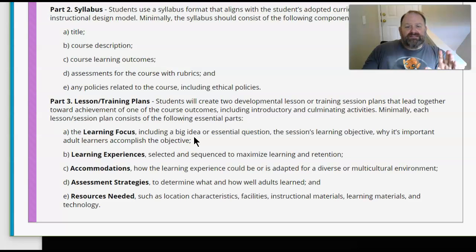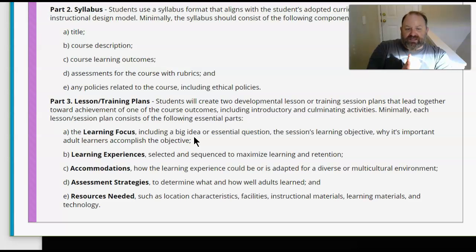Now, lesson plans are going to be what an actual session would look like. Now, you only need to do 2 of these. So you want to basically look at what is the focus of the learning, what experiences the students will have, what accommodations will you have for students who may have developmental needs or other needs, like what if a student can't see well, or what if they can't hear well? What are you going to do in that situation? Assessment strategies, and then the resources that you would need for that day of class.